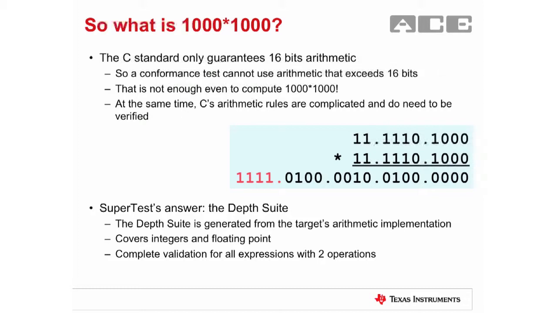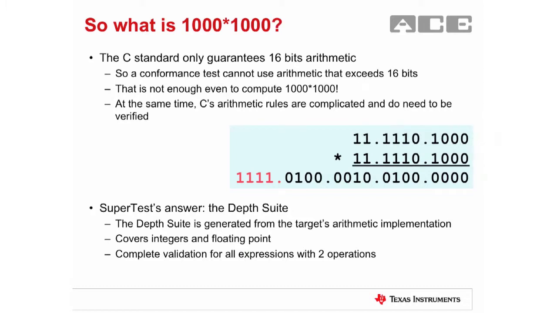The standard only guarantees 16 bits, so a general test suite cannot assume more bits. Take, for example, the expression 1000 times 1000. 16 bits is not even sufficient to compute its outcome, because the standard does not guarantee the bits required to represent 1 million. It is true that many of today's target architectures do have sufficient bits, but SuperTest cannot depend on it.